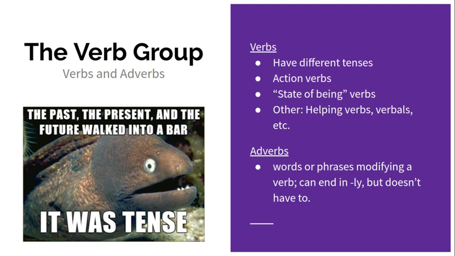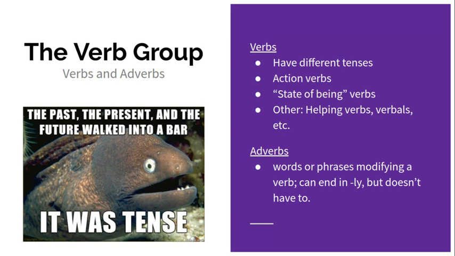All right. Finally, we have the verb group. Verb groups consist of verbs and adverbs. Verbs have different tenses. Okay, we have learned that before. We've talked about that before, but we'll go over it again. You, of course, have your basic past, present, and future tense. Tense is talking about the time that a verb's action is taking place.